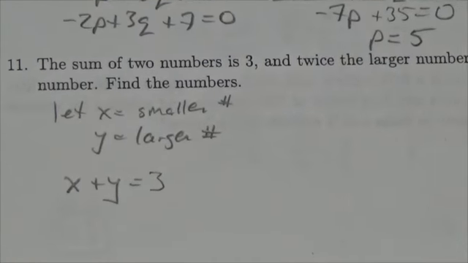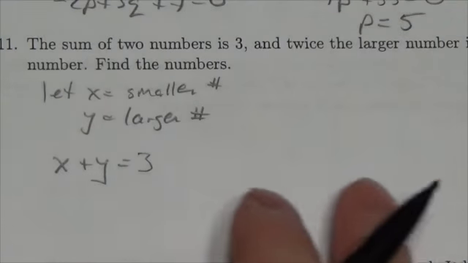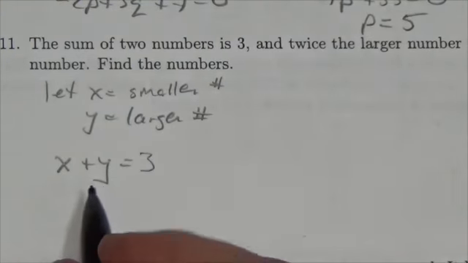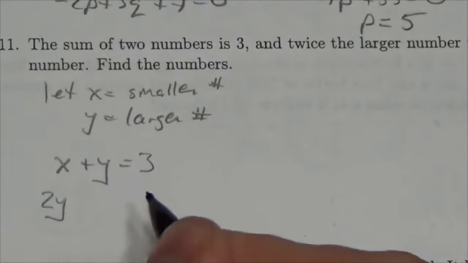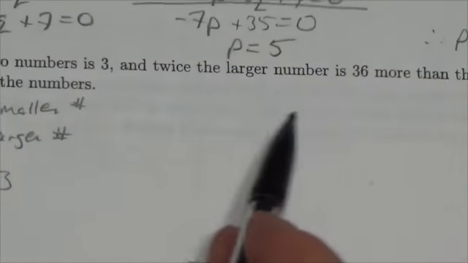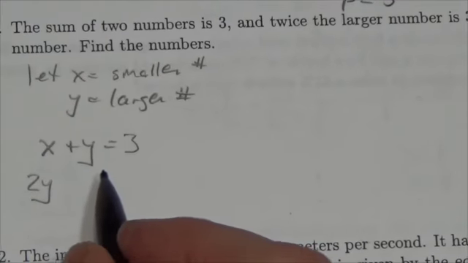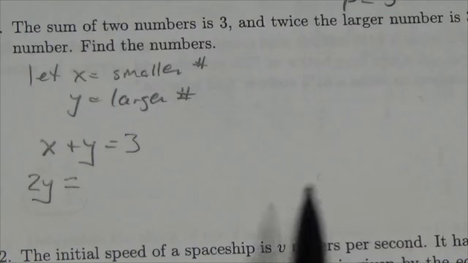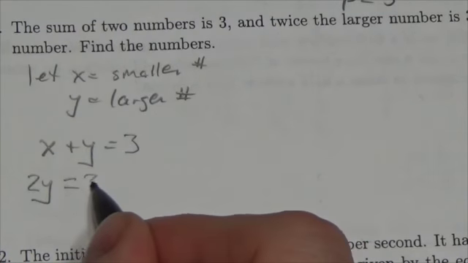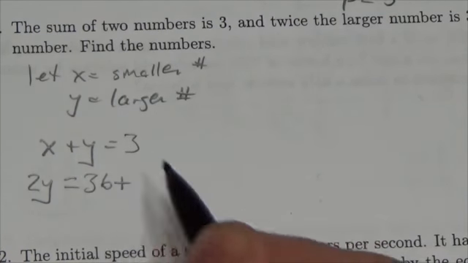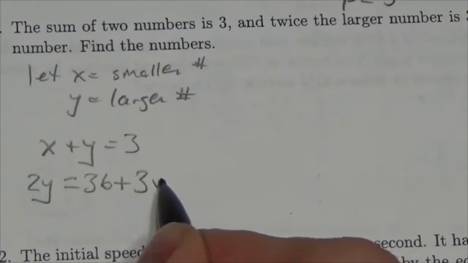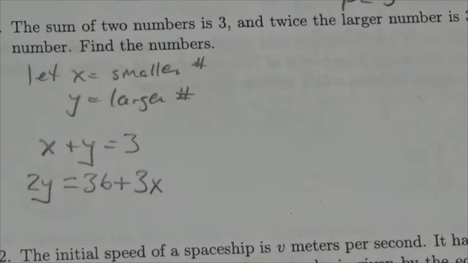Okay? Now, just go through the second phrase here, bit by bit. Twice the larger number. Okay, twice the larger number, that's 2y. Twice the larger number is, well, that means equals, 36 more. Okay, 36 more means we're adding, then 3 times the smaller number. Okay, there it is. So there's the equation that we're looking for.